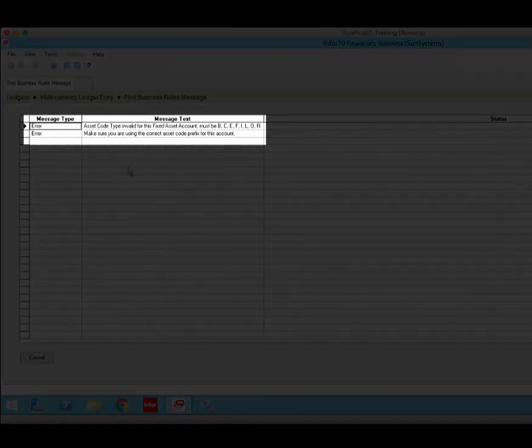And we got this error message right here. This is our error message. Make sure you're using the correct asset code prefix for the account. Our error message worked correctly.